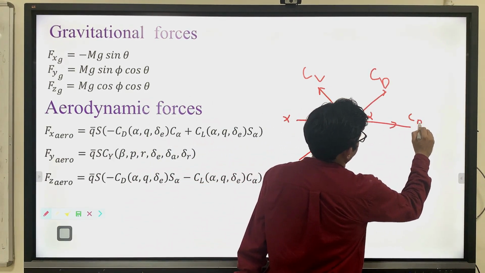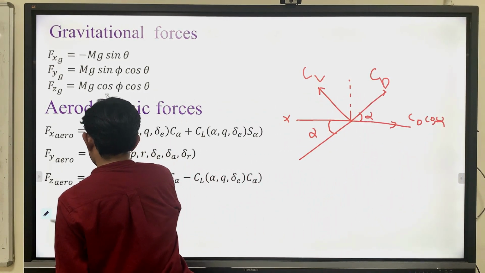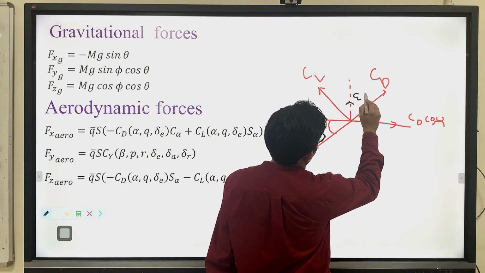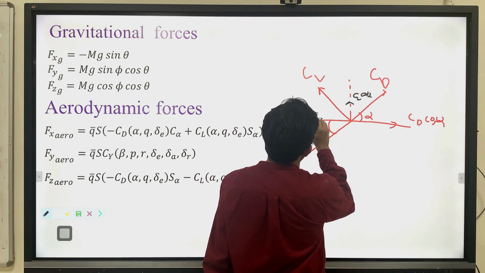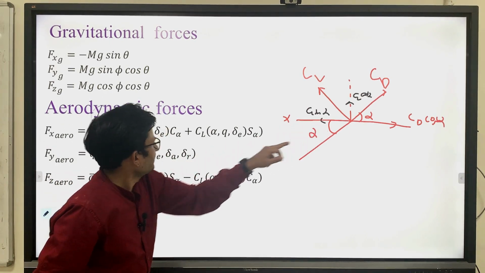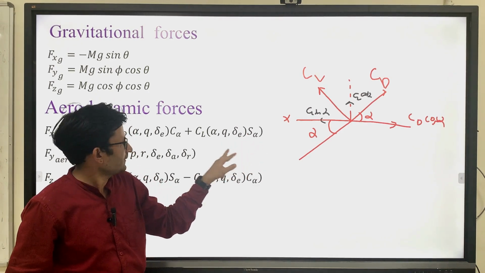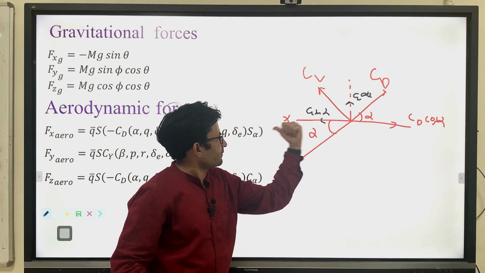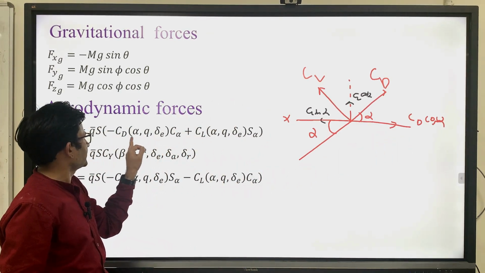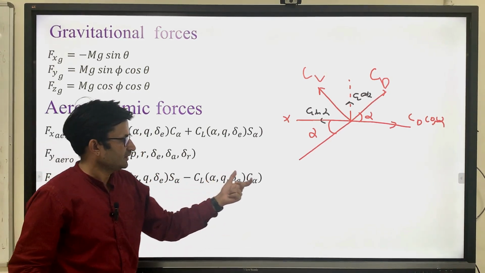So you can see CD cos alpha, and along this, if you resolve, what will be the component? CL cos alpha, and this one is CL sin alpha. So you can see CL sin alpha minus CD cos alpha. Along this it is positive, that is why this is a positive sign, CL sin alpha, and along this it is negative, that is why I have written minus CD cos alpha. Similarly, in the Z component, you will have minus CD sin alpha and minus CL cos alpha.